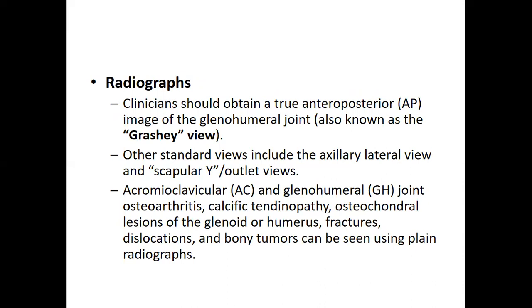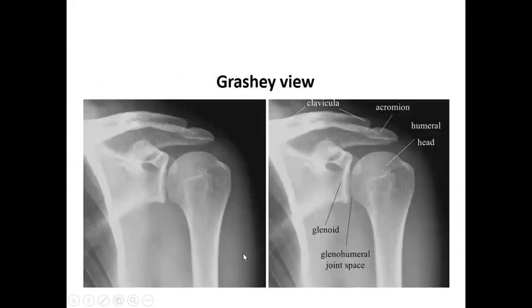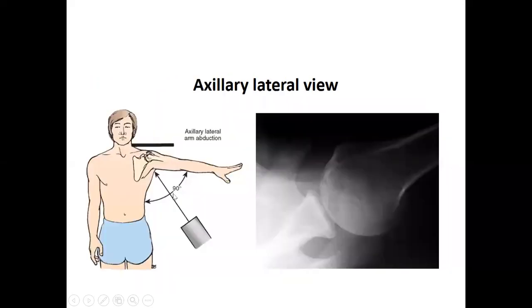Acromioclavicular and glenohumeral joint osteoarthritis, calcific tendinopathy, osteochondral lesion of the glenoid or humerus, fracture dislocation, and bone tumors can be seen using plain radiographs. This is the Grashey view. This is the glenoid fossa, and the humeral head should be here. If it is inferior dislocation, it will be just inferior to that glenoid fossa, that humeral head will be present somewhere like here in this position, if there was any inferior instability or inferior dislocation.